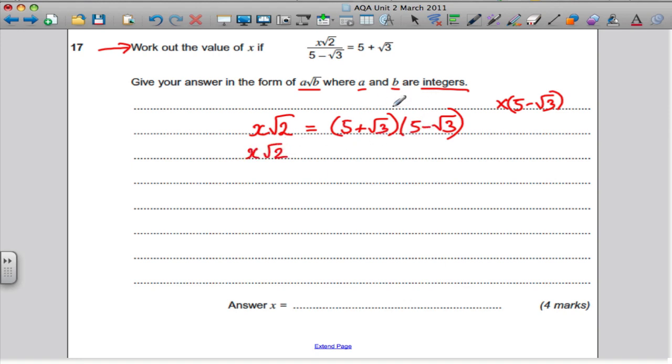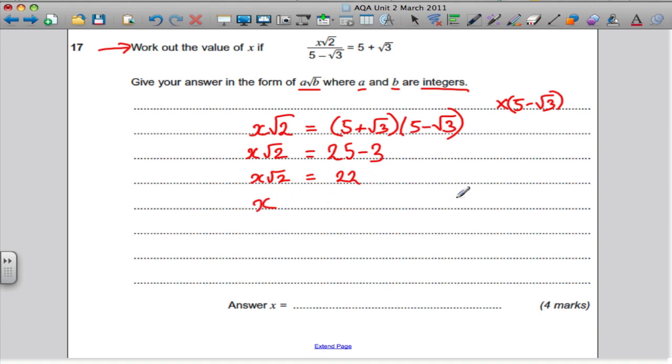Before I launch into multiplying first times first, first times second, I can notice that this is the difference of two squares, a plus b multiplied by a minus b, and to work that out quickly, you could do the first number squared, which is 25, subtract the second number squared, root 3 squared is 3, so you would get the following. So x root 2 must equal 22.